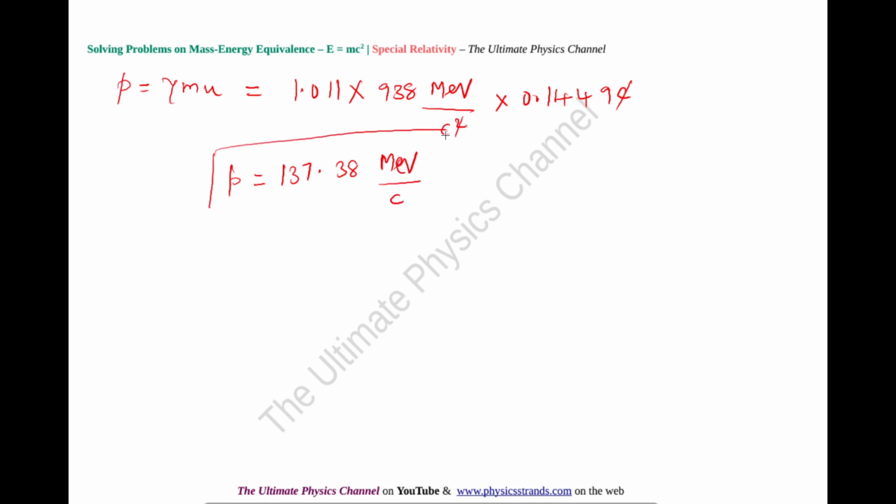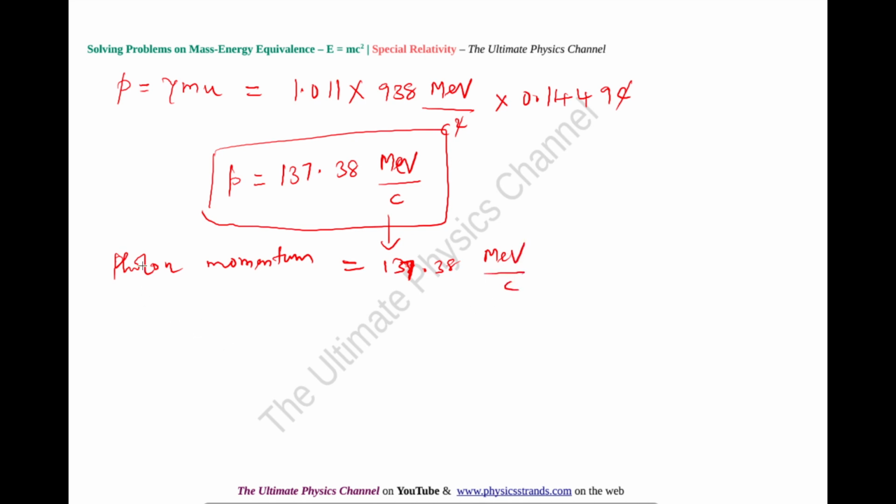This is the momentum of that proton, and the photon has the same momentum. So photon momentum is the same as the proton momentum, having that kinetic energy, from where we have now got the proton momentum anyway. So photon momentum is also the same as this one, which is 137.38 MeV over c. Now what is the energy of the photon? Photon is a massless particle, and its energy in relativity is given by E is equal to Pc. This is the total energy of the photon. When you know the momentum, this is the expression that is connecting those two things.